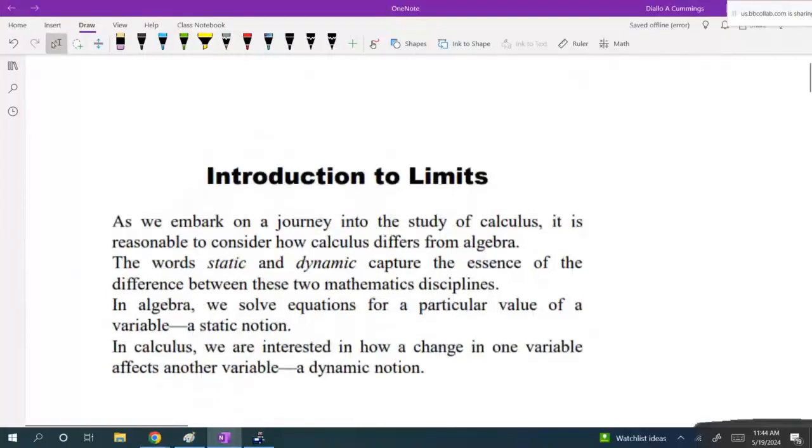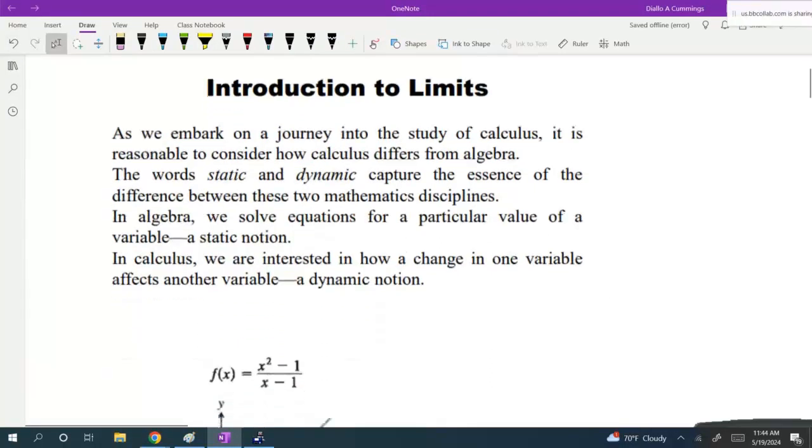In this session, we'll take a look at limits. And as we start our journey into calculus, limits is one of the first concepts that separates algebra from calculus. Algebra is known to be static, which means it doesn't change. And calculus is known to be dynamic, which means the mathematics change. So let's take a look at an example.